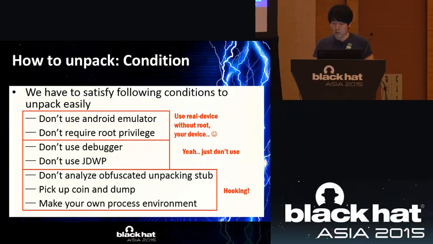The item before the last, pick up coin and dump, represents the logical unpacking method we've seen in the previous slide. It means that we need some method to extract a file, or to open and dump memory whenever we want.